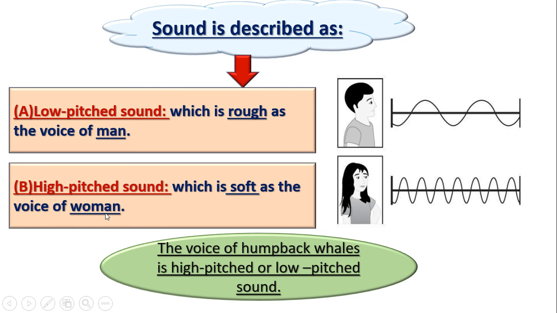What about the high pitched sound? The high pitched sound is soft, like the voice of a woman. So it's called high pitched sound. The woman's voice is a high pitched sound. So we have 2 sounds: low pitched sound, which is rough, and high pitched sound, which is soft. The humpback whales can use both sounds.